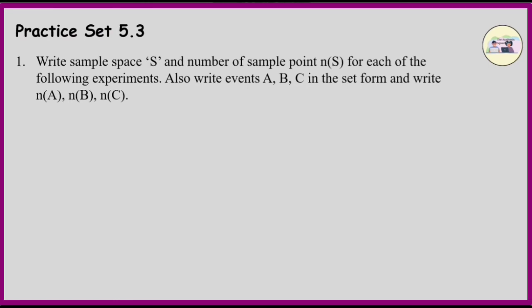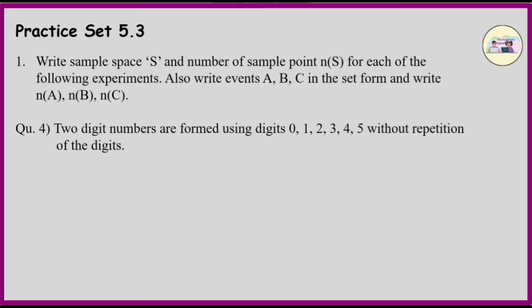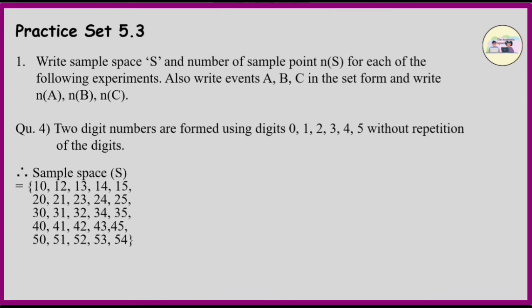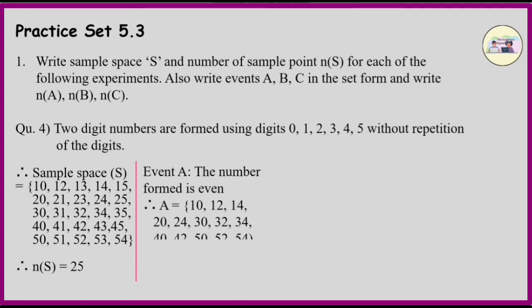Practice set 5.3. Write sample space S and number of sample points n(S) for each of the following experiments. Also write events A, B, C in set form and write n(A), n(B), n(C). Question number 4. Two-digit numbers are formed using digits 0, 1, 2, 3, 4, 5 without repetition of the digit. Therefore, sample space S is equal to {10, 12, 13, 14, 15, 20, 21, 23, 24, 25 and so on till 54}. Therefore, n(S) is equal to 25. Condition for event A, the number formed is even, that is A is equal to {10, 12, 14 till 54}. Therefore, n(A) is 13.